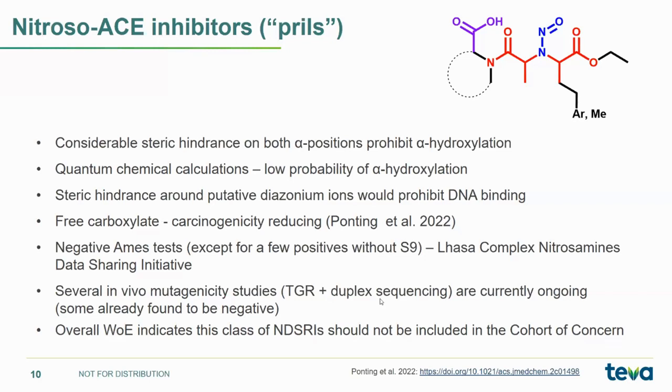Several in vivo mutagenicity studies, both TGR and duplex sequencing, are undergoing, and several have already been conducted. And those that have concluded have already shown them to be totally negative, both in the TGR and the duplex sequencing. Here, the overall weight of evidence is even stronger than within the beta blockers, and they should at the least be excluded from the cohort of concern, if not altogether considered as non-mutagens that can be controlled at the ICH Q3A and B.